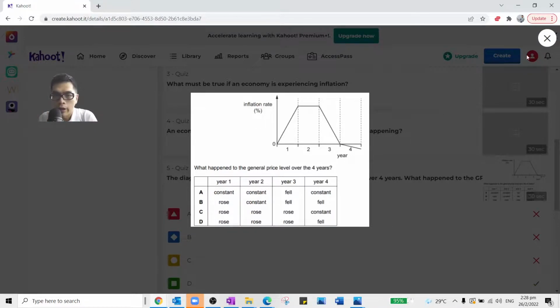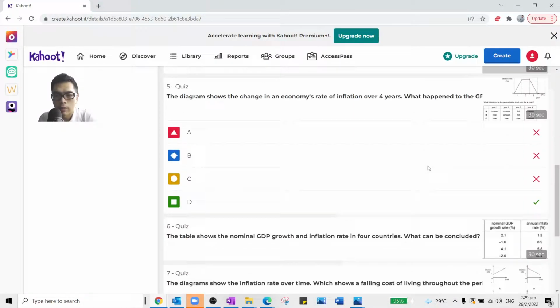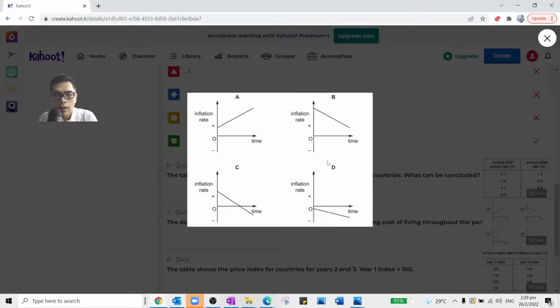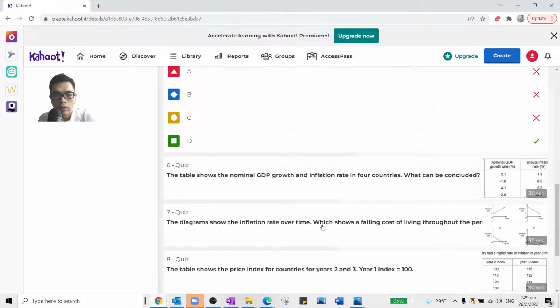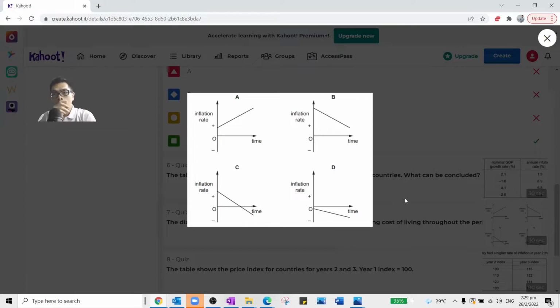Important, very, very important. Not sure, later you type out and ask me. Likewise, for this question, they ask you which shows a falling cost of living throughout the year. Falling cost of living can only occur when there is deflation. So the question is specific throughout the years.